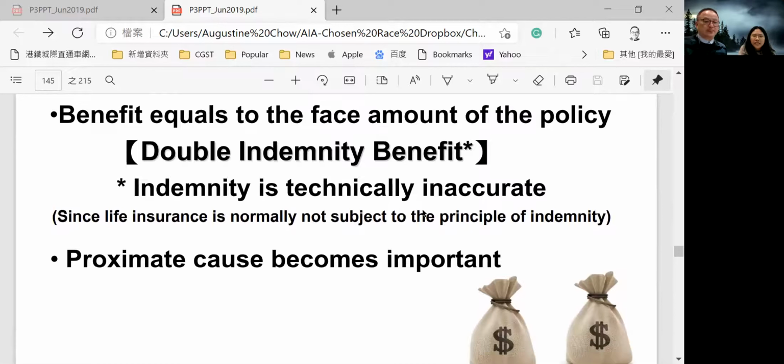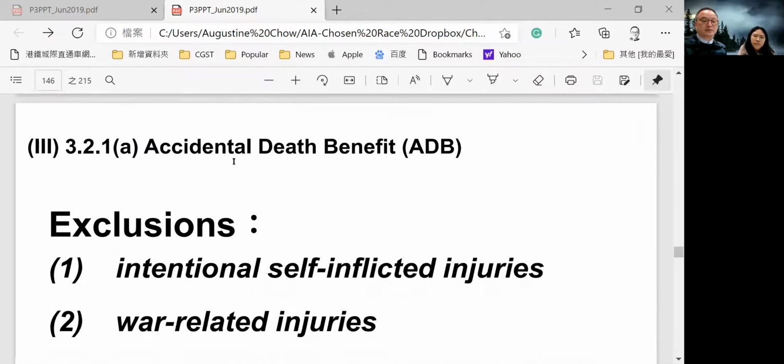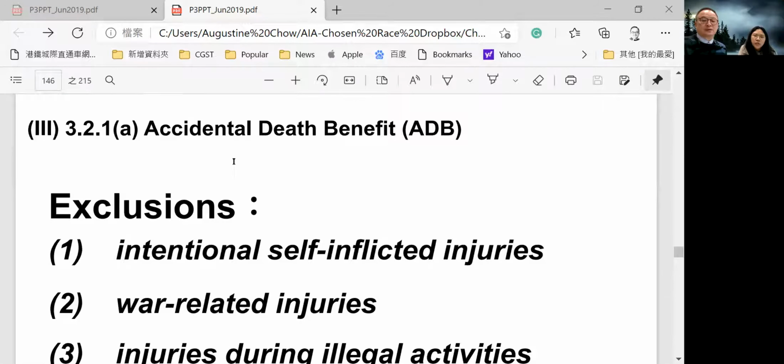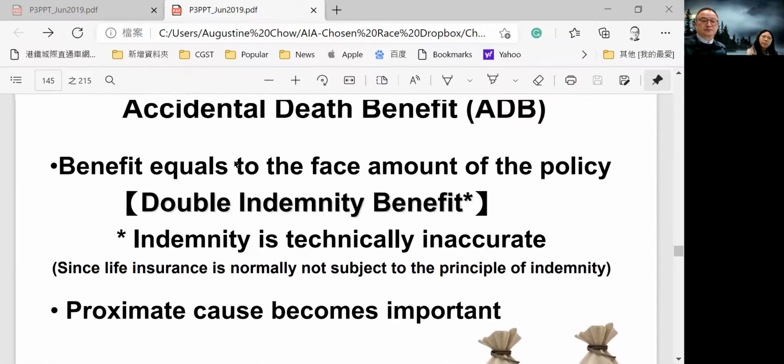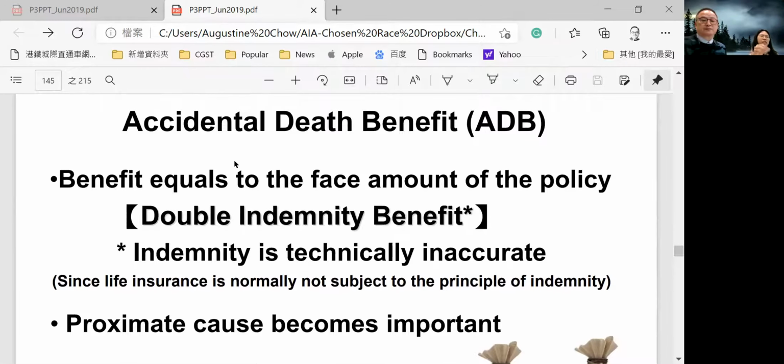Double indemnity, meaning you pay twice the amount. The proximate cause is very important. What is paid by double indemnity? Do you have an example? You have two life insurance policies with the same amount covering the same term, the same thing. And then you die, you can claim insurance from both. But the thing is that in life insurance, there is no indemnity, right?